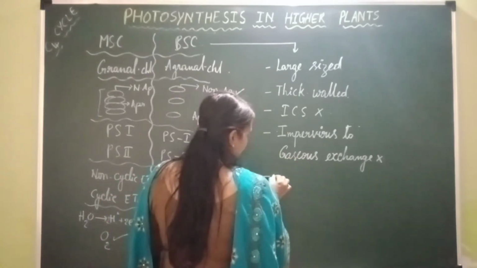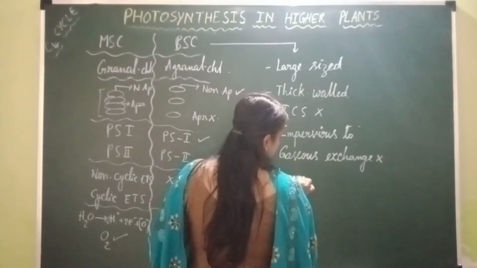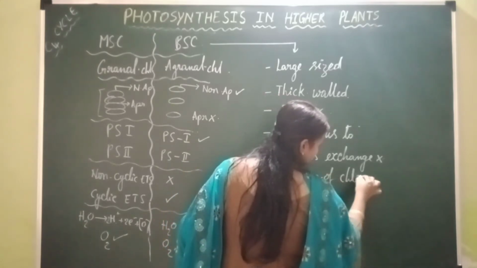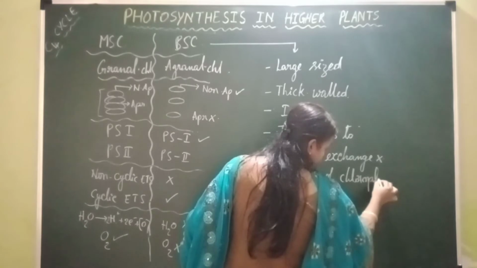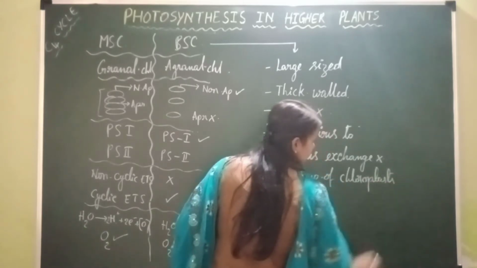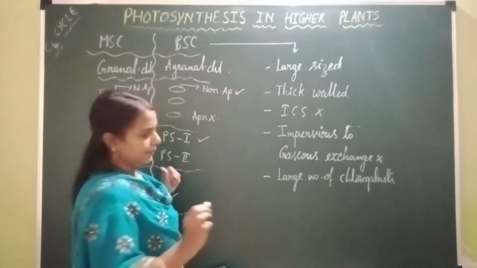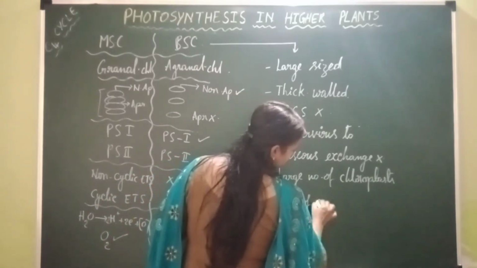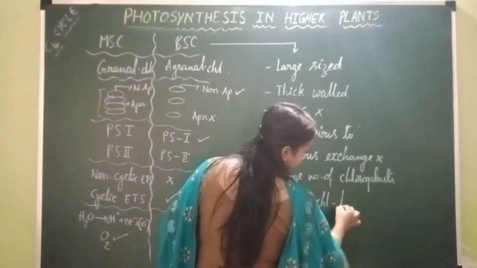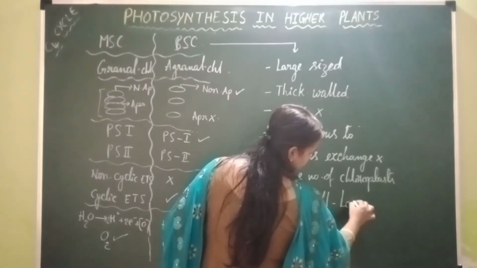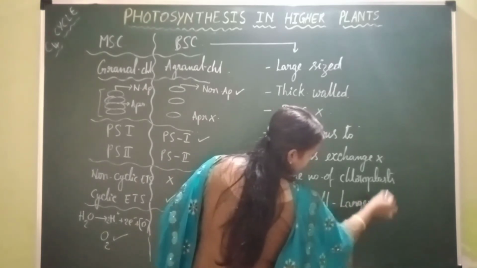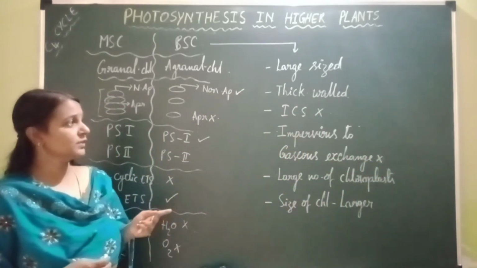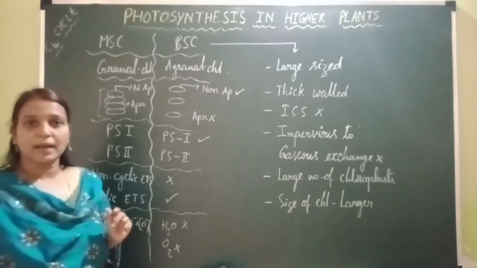Okay, and they consist of a large number of chloroplasts. The number of chloroplasts present in these bundle sheath cells is more when compared with that in mesophyll cells. And the size of these chloroplasts is larger when compared with the chloroplast size of mesophyll cell. So this is about some details of bundle sheath cell and mesophyll cell. Now let's start with the C4 pathway in detail.